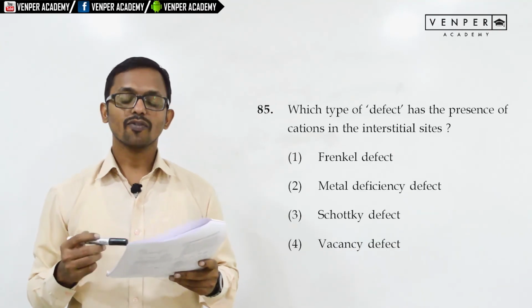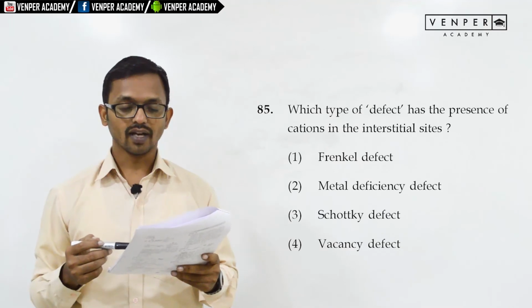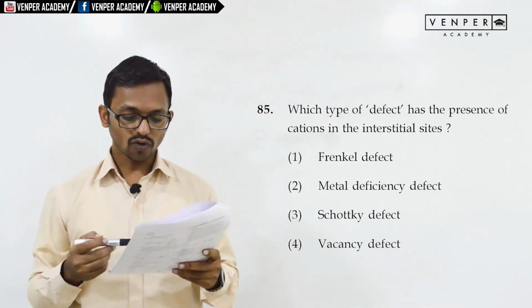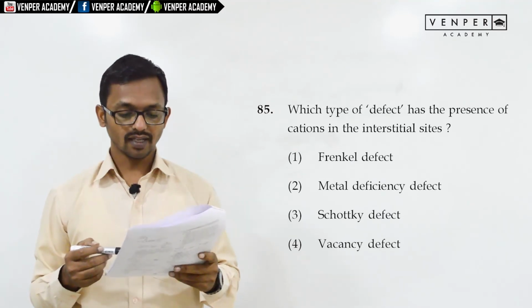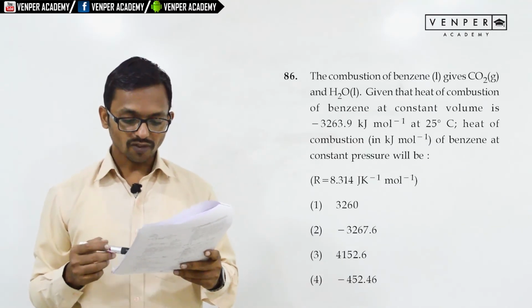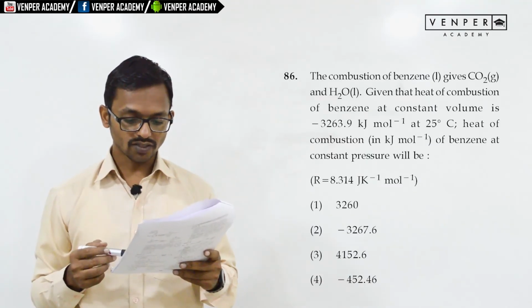85. Which type of defect has the presence of cations in the interstitial sites? So in the given 4 options, the Frenkel defect indicates the correct answer. So option 1 is the correct one. Question number 86. The combustion of benzene gives CO2 and H2O, which are in gaseous state and liquid state.